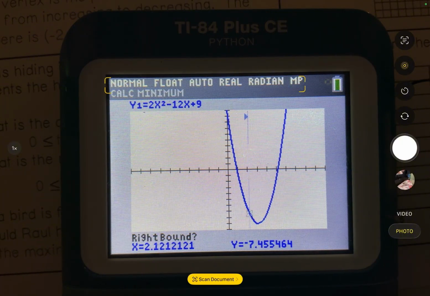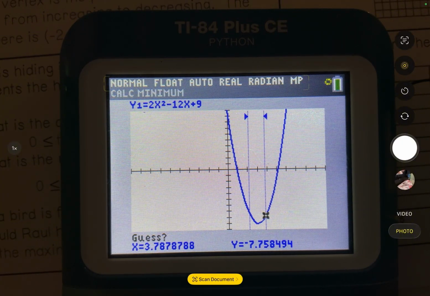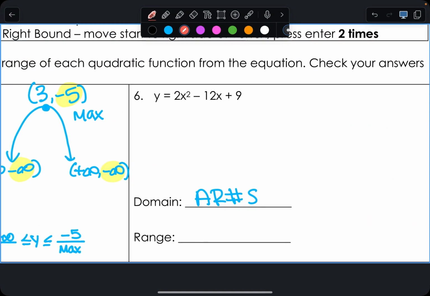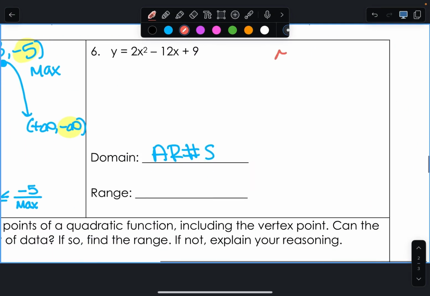Why is mine not moving? Because you cannot press up and down. You have to use the left and right arrows. Okay. So my minimum is 3, -9. All right. Let's sketch it.